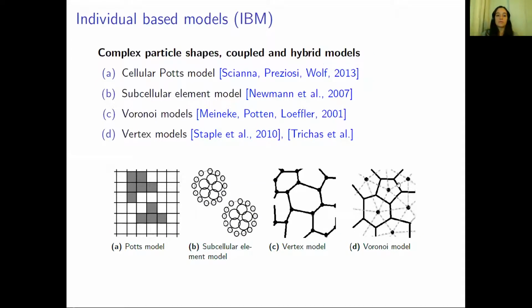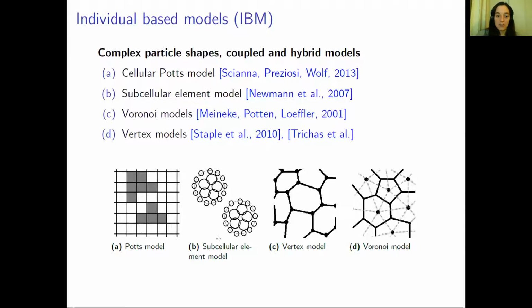To build the model and to take into account the effect of the contact forces, we need to consider cell volume and describe the cells individually. So we use an individual-based model, and I divided the models into complex particle shapes and simple particle shapes. In the literature, we find the cellular Potts model, subcellular element model, Voronoi or vertex models.